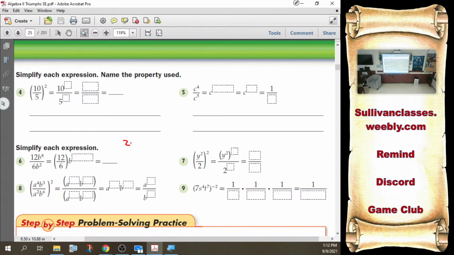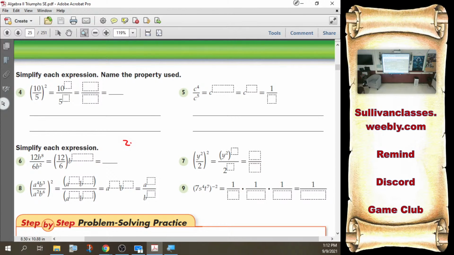8 minus 2. How do I do 5? Okay. Do I need to put a B? So you'll say b to the 6th. Don't forget this part. What is 12 divided by 6? 2? So it's 2b to the 6th. Okay. Am I doing 5 right so far? Okay.